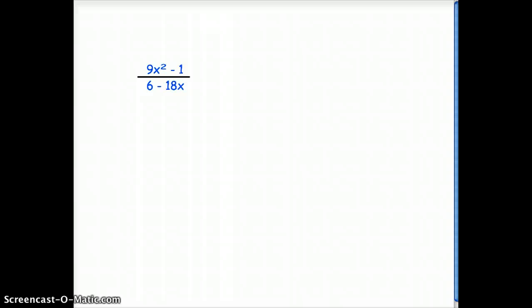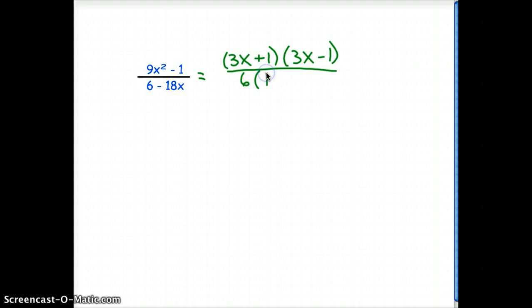Okay, 9x squared minus 1 all over 6 minus 18x. Give this one a try and we'll see what happens. First thing I'm going to do: that numerator is a difference of squares. 9x squared is a perfect square, negative 1 is a perfect square, so this is going to be 3x plus 1 times 3x minus 1. The bottom, I've got a GCF of 6, so I've got 6 times 1 minus 3x.